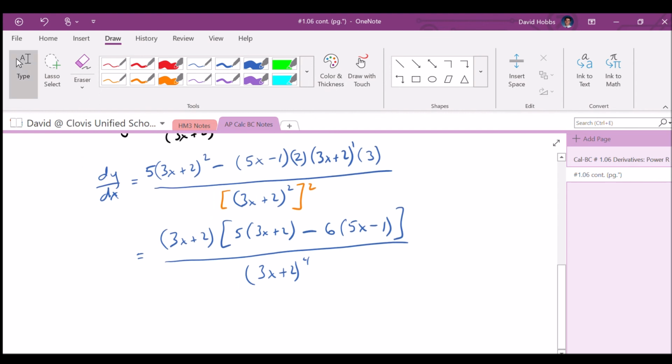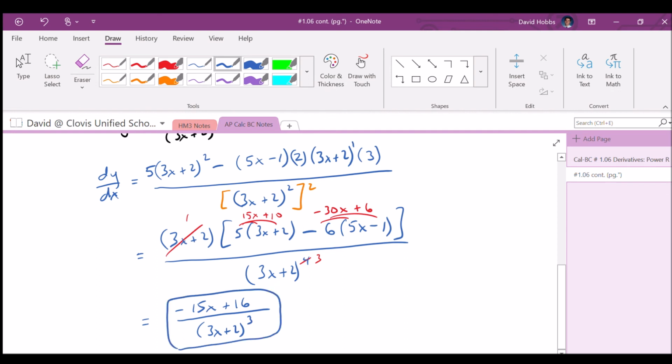Okay, now the 3x plus 2 in the numerator will reduce with one of those 3x plus 2's in the denominator. Also, when I distribute the 5, I get 15x plus 10, and when I distribute the negative 6, I get negative 30x plus 6. And so we get negative 15x plus 16 all over 3x plus 2 to the 3rd. Okay? And it really doesn't simplify any more than that. That is dy/dx. So go do the assignment now.